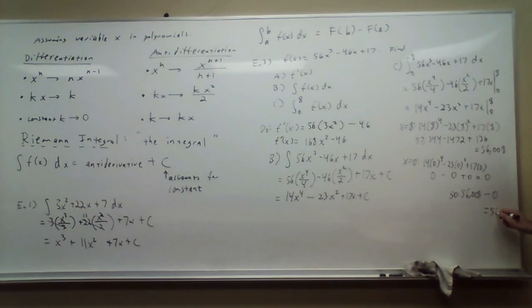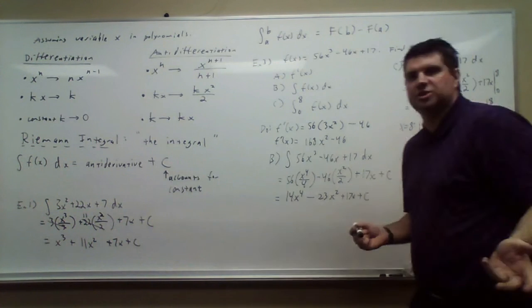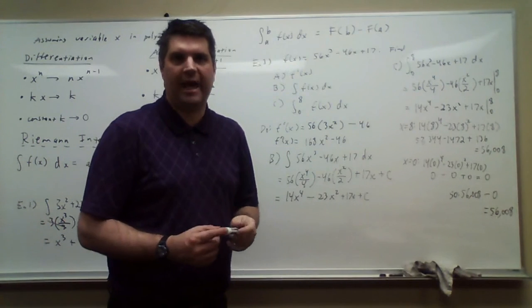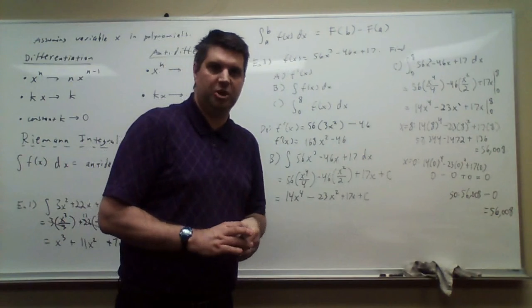So 56,008. Okay? Again, we don't include the plus c on the definite integrals because they will cancel under subtraction. Okay? The handout has a little bit more detail on that with the previous example too. Okay?